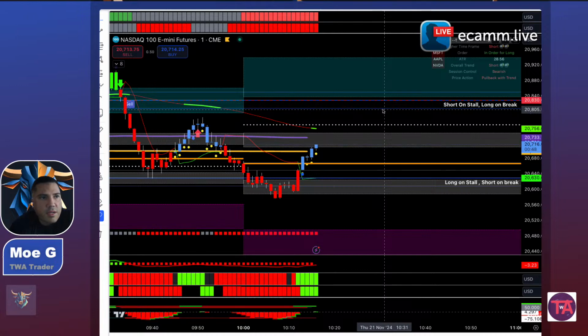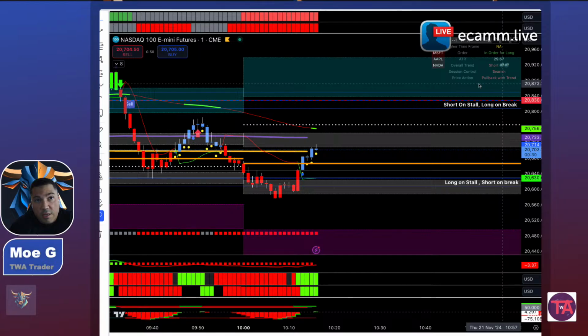Now let's see if it can actually continue, or if this is just another pullback to go down. The algo dashboard right now, if you look up here, says price action is pullback with trend.